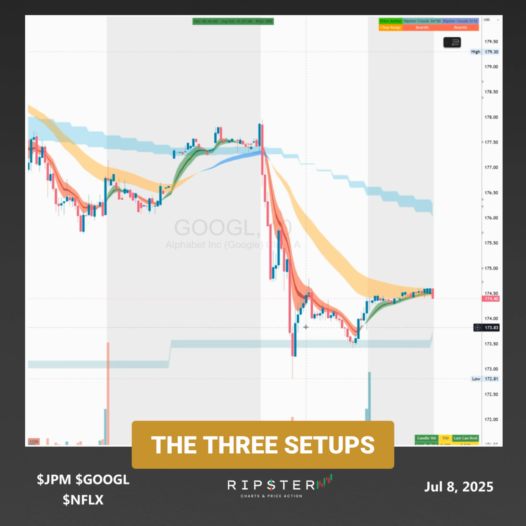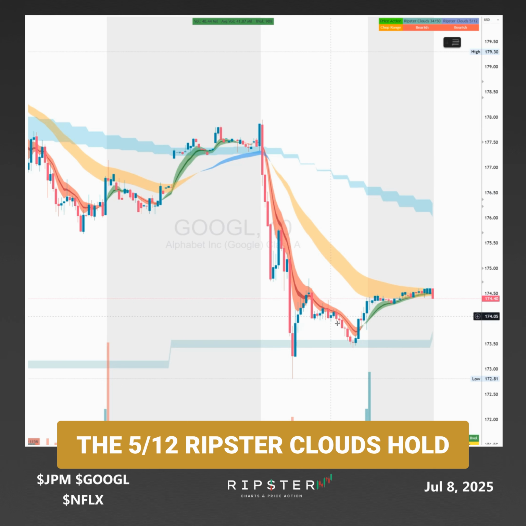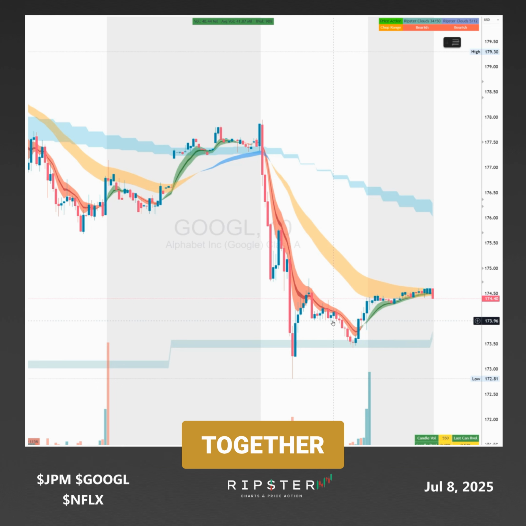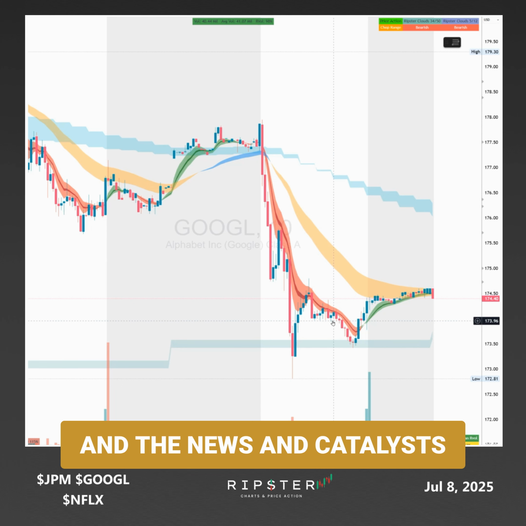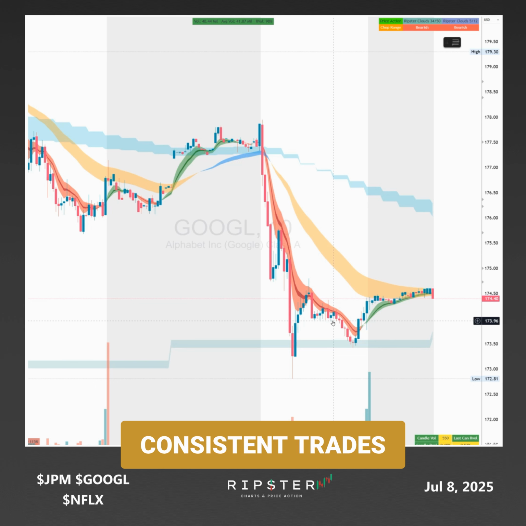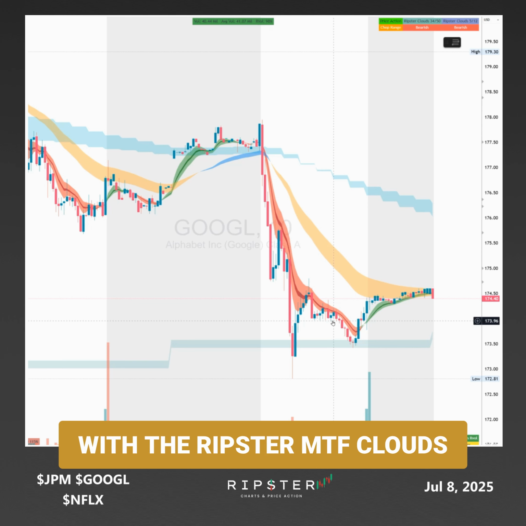So I'm just showing you the 3 setups, the high probability setups. You need to hold for your targets as long as the 5-12 Ripster clouds hold. Combine all these concepts together, the MTF targets and the news and catalysts, and you can have consistent trades in the market with the Ripster MTF clouds.